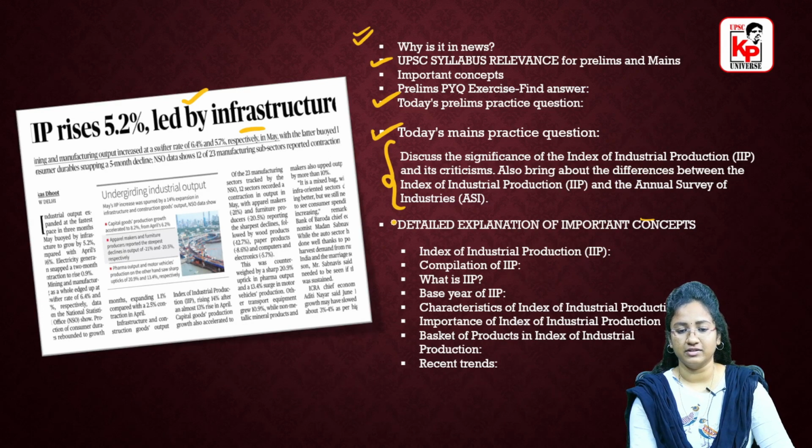explanation of important concepts. The major concept in this particular article is the Index of Industrial Production. First of all, you have to know what this Index of Industrial Production, that is IIP, is, and then you have to know who compiles it, how it is compiled, and the base year, the characteristics or features of this IIP, the importance, the basket of products in IIP and the recent trends that we have. So this is what we are going to discuss in this particular video.